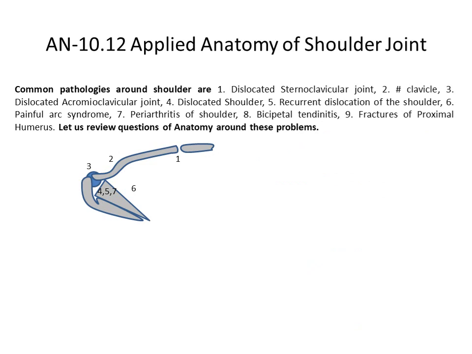Now, the common pathologies around the shoulder are dislocated sternoclavicular joint, fracture clavicle, dislocated acromioclavicular joint, dislocated shoulder, recurrent dislocation of the shoulder, painful arch syndrome, periarthritis of the shoulder, and in the upper end of the humerus, you have bicipital tendinitis and fracture of the proximal humerus. Let us review the questions of anatomy around these problems.